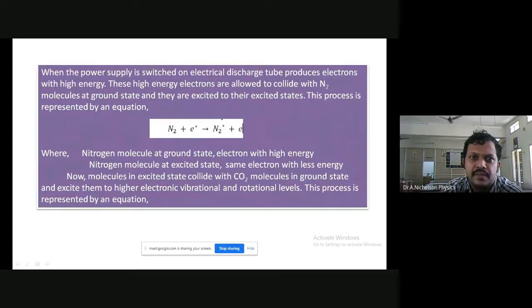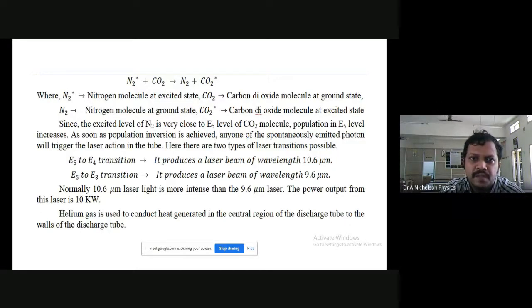So what is happening when the power supply is switched on? Then followed by the second one. Here you have to mention what is what: N2 star, carbon dioxide CO2, CO2 star. When there is an asterisk symbol, it is meant for the excited state, which has higher energy. So these two transitions you should know. Okay. So the power output is 10 kilowatt.